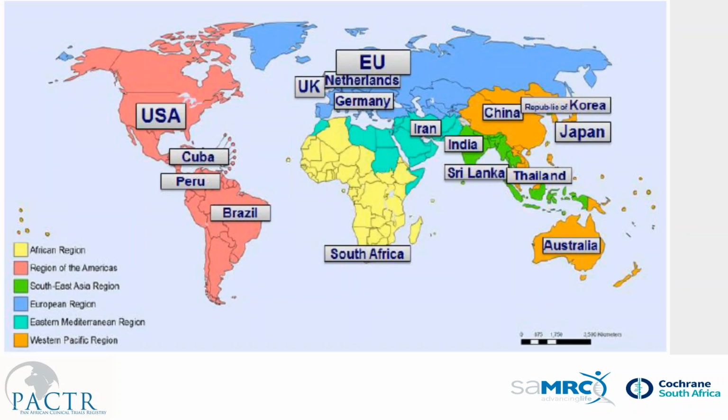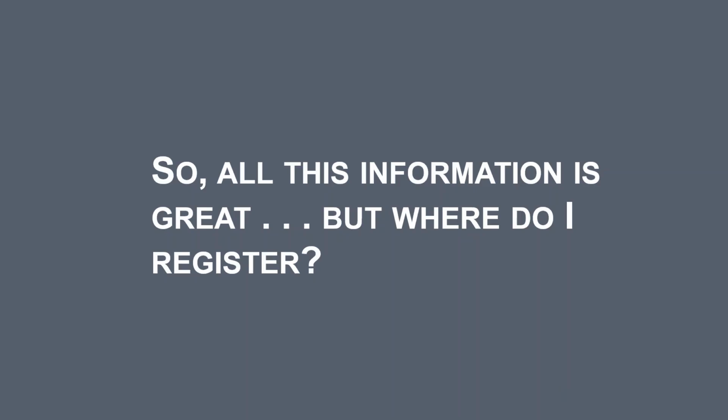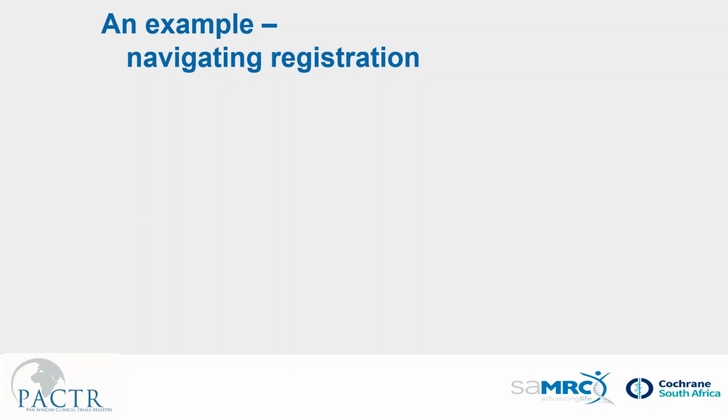The map shows you where the primary registries or more data providing registries are based. One of the data providing registries, namely clinicaltrials.gov, is not a primary registry, whereas all the other primary registries are data providers. So all this information is great. But now, where do we go? Where do you actually submit your trial for registration? So let's navigate through registration.